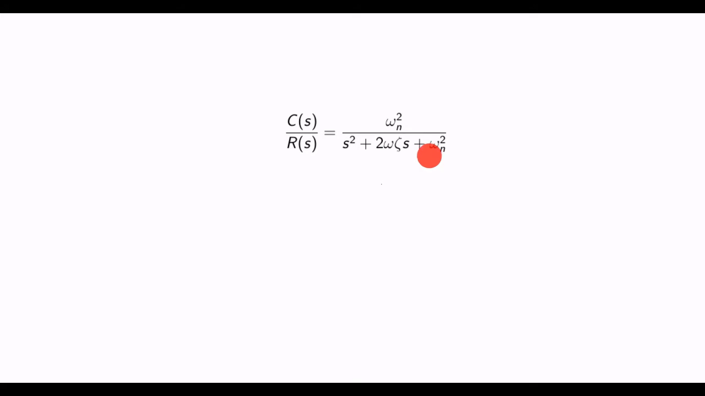To analyze this, let us take the generic second order characteristic equation. So we know that the denominator is s square plus 2 zeta omega n s plus omega n square. If we take the roots, we will get two roots, s1 and s2. If you write that in a general format, we can write s1, s2 equal to sigma plus or minus j omega.